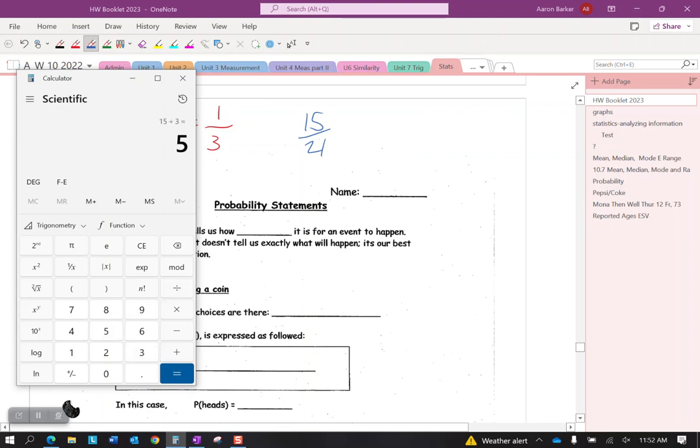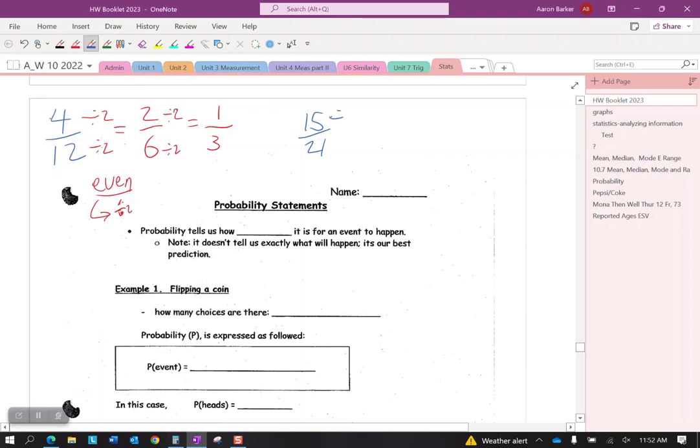Yes, it is. Now, what about the bottom? Can I divide that by 3? Well, I think 21 divided by 3 is 7. Yes, it is. So you'd write this down: equals 5 over 7. And that's in lowest terms, okay? Because I know I can't divide 7 by 5, and they're not divisible by 3. So you will have to reduce fractions to lowest terms. You also have to take your fractions, turn them into decimals, and then percents.